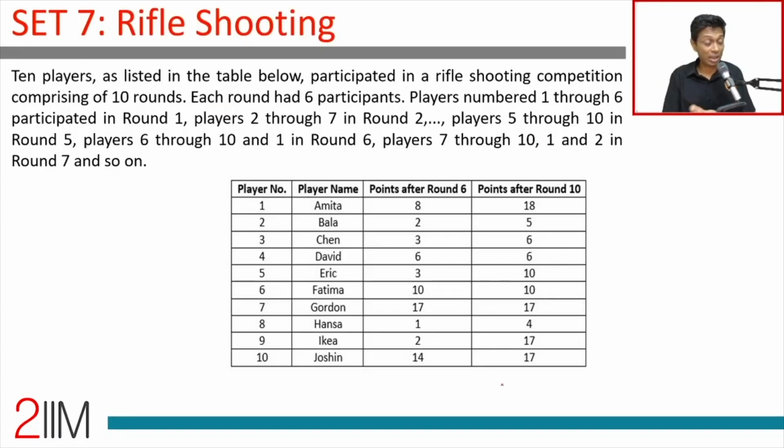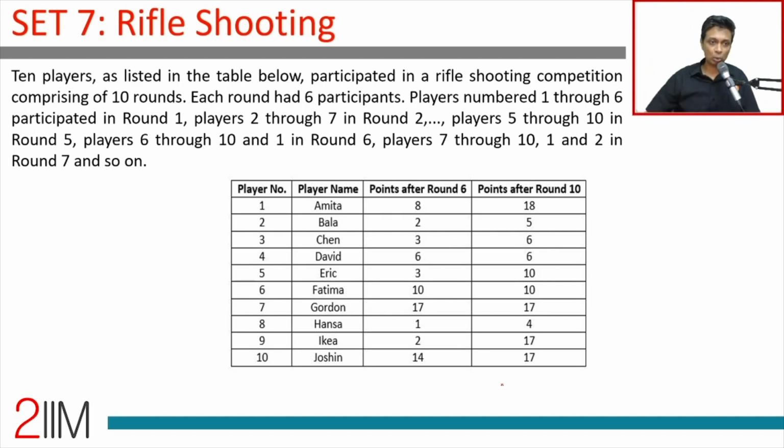A fabulous set. Take it all in, because the data here is tough to wrap the head around. 10 players are listed in the table below: A, B, C, D, E, F, G, H, I, J. They participated in a rifle shooting competition comprising 10 rounds. Each round had 6 participants.